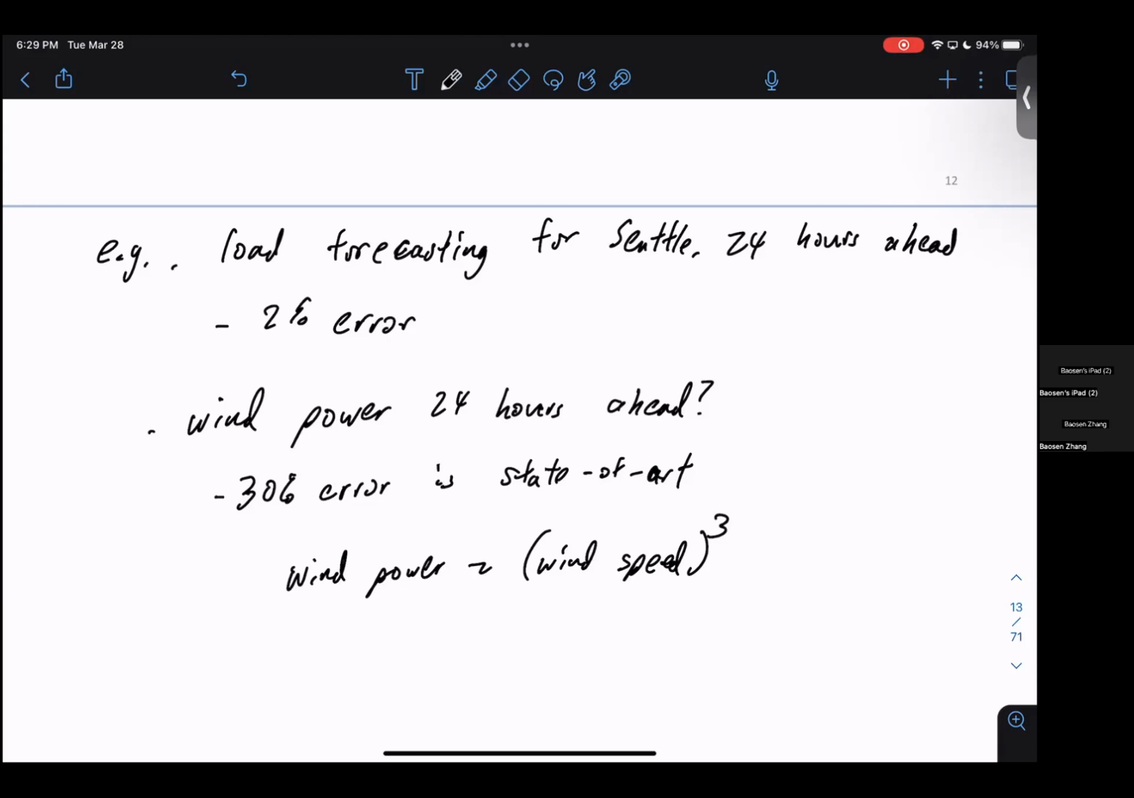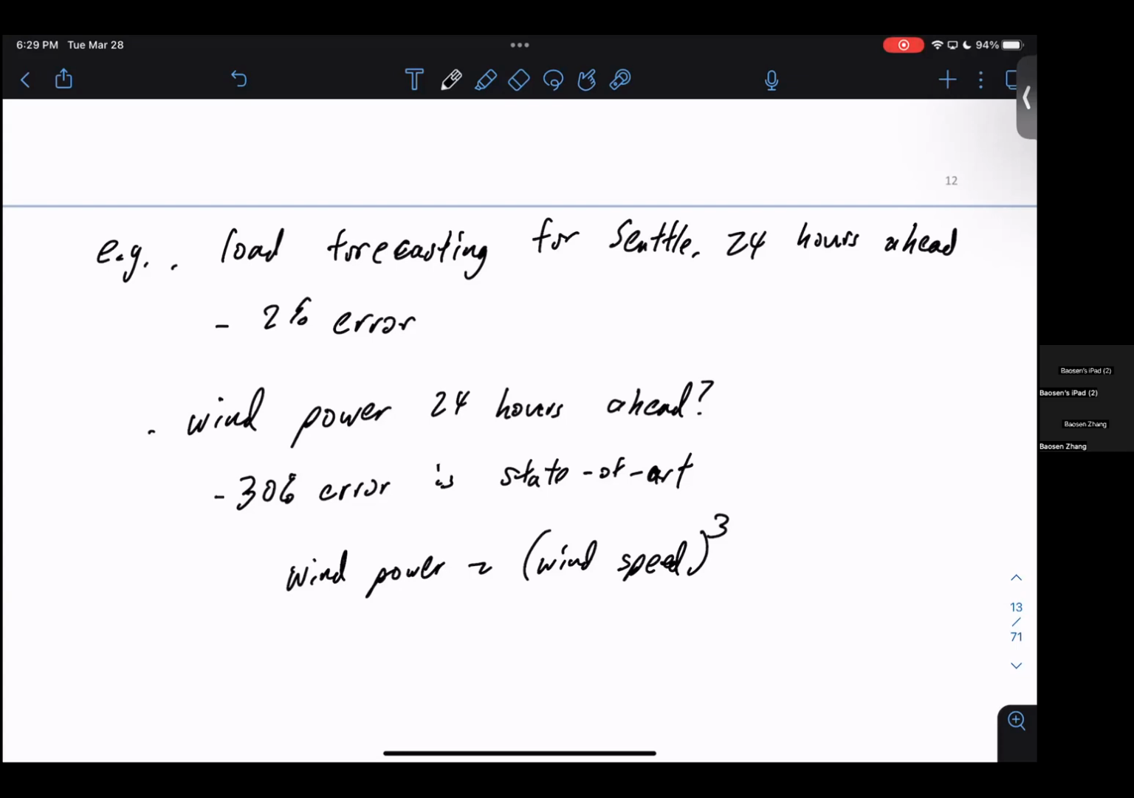For solar, it's the same thing. You're basically looking at whether you can predict cloud cover at a very specific area. Do you know how much cloud is going through that area? That's, again, much harder than forecasting load.